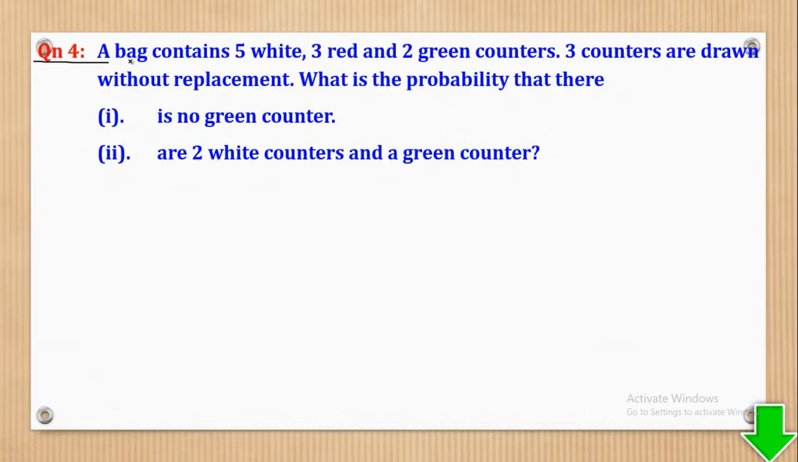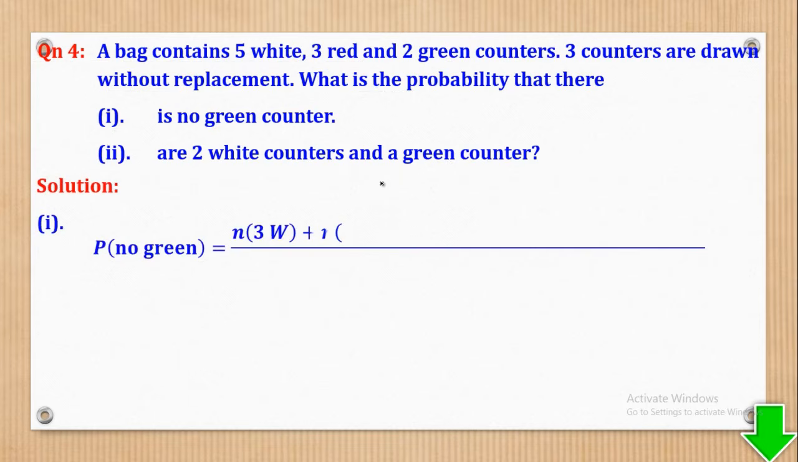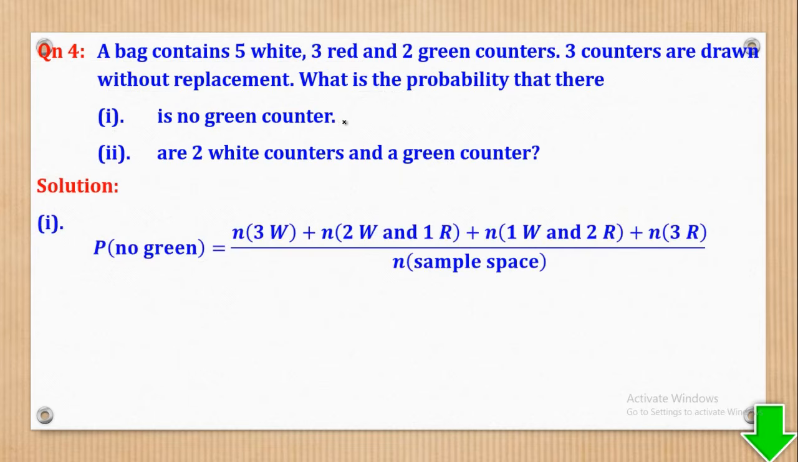Then now we shall go to question 4. It says a bag contains 5 white, 3 red, and 2 green counters. 3 counters are drawn without replacement. What is the probability that Roman 1 there is no green counter, and Roman 2 there are 2 white counters and a green counter? So here, if you try using the method of a tree diagram, it will be so wide. So I'll leave it to you as homework, but for me I'll use the second approach of permutation and combination, which is a little shorter and brief.